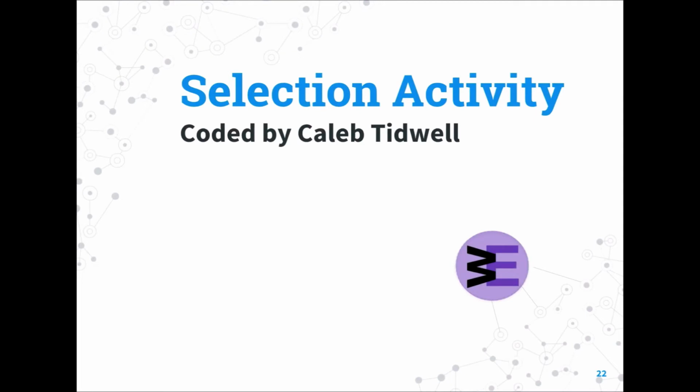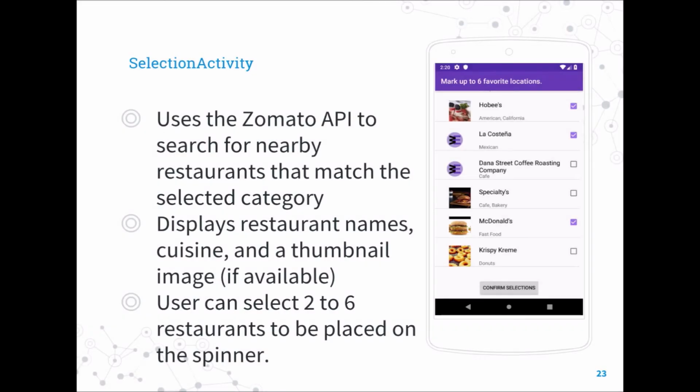The next activity is the selection activity. It was made by me, Caleb Tidwell. For this activity, nearby restaurants that match the selected category are retrieved using the Zomato API and displayed. The user can select 2 to 6 restaurants to be placed on the spinner. Here are some details and hurdles I had to overcome to make it work.